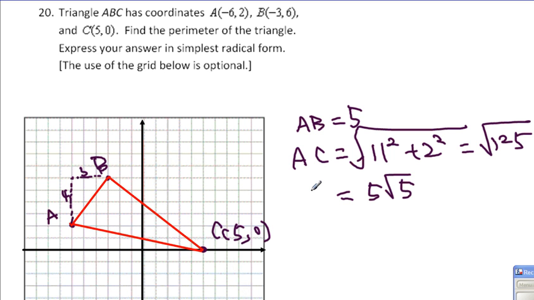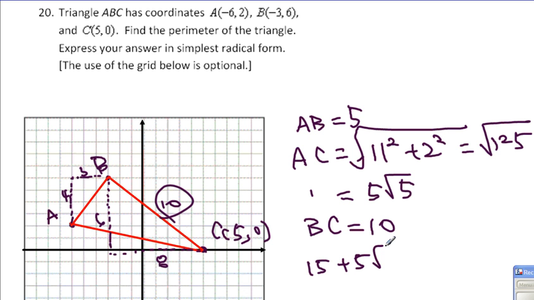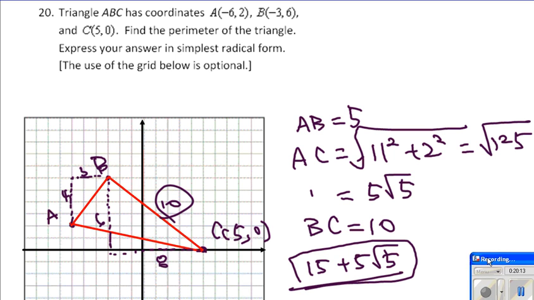Right, so the last part, which is PC. PC here we have change of x basically is equal to 8 and then 6. Notice this is 6, that's equal to 8. So hypotenuse must be equal to 10. So when you combine them together, we get 15 plus 5 square root of 5. And that is the final answer. It doesn't simplify any further. Alright, let us continue.